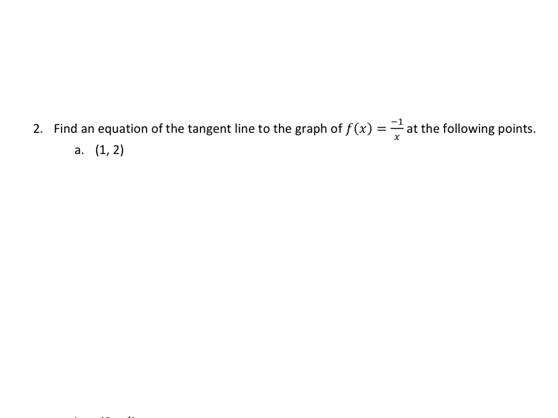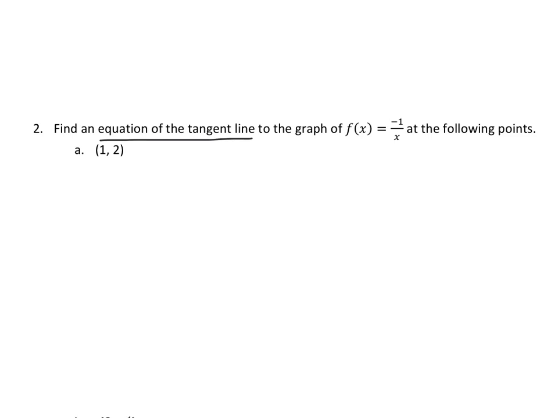In this example, we're going to find an equation of the tangent line to the graph of f of x equal to negative 1 over x at the following points. First, the point 1, 2. Now, one thing I want to point out here is we are finding an equation of a tangent line.